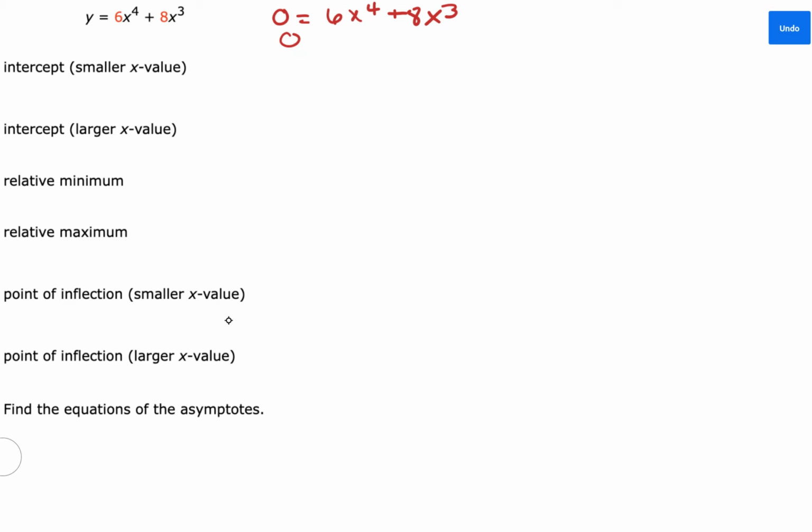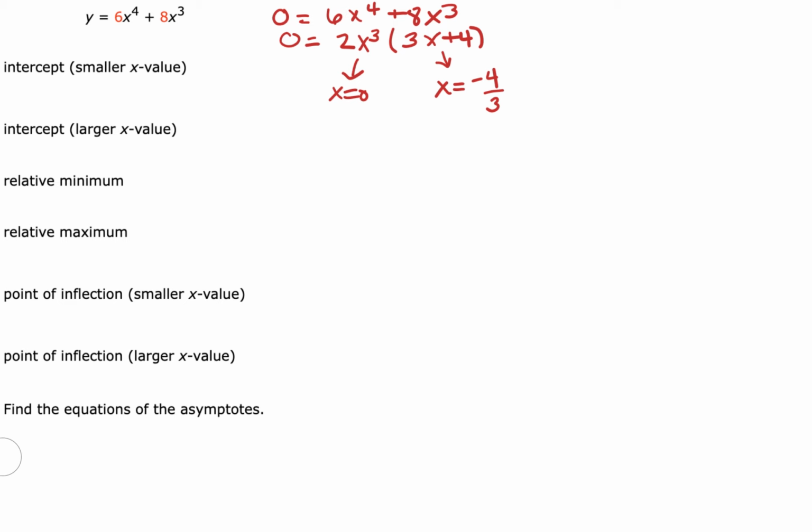Let me rewrite this 0. By pulling out my greatest common factor between the 6 and the 8, which is going to be 2, and the x to the fourth and x to the third, which will be x cubed, then I should be left with a 3x plus 4. All right, so now we are going to solve for each of these. So if I set 2x cubed equal to 0, I get x equals 0. If I set 3x plus 4 equal to 0, I will get x equals negative 4 thirds. Okay, these are my zeros. These are my intercepts, okay?